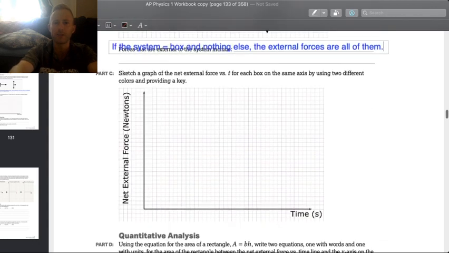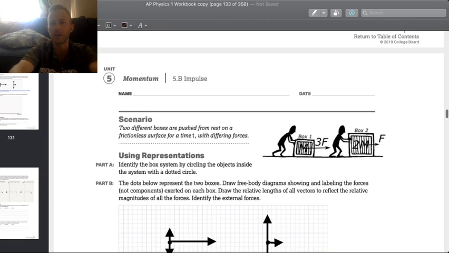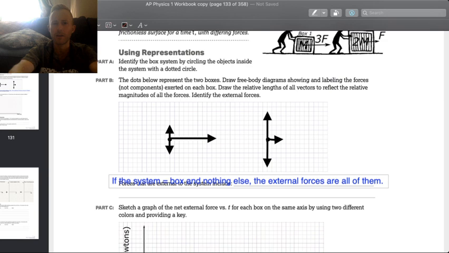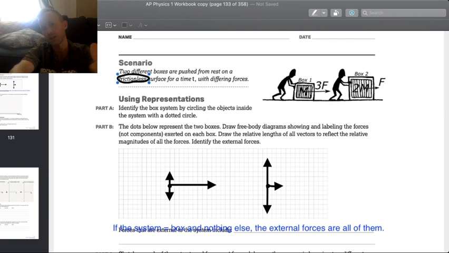Sketch a graph of the net external force versus time for each box on the same axis by using 2 different colors and providing a key. I'm not going to use 2 different colors. That's too complicated. But notice how it says frictionless. So I don't need to include friction in either of these free body diagrams.